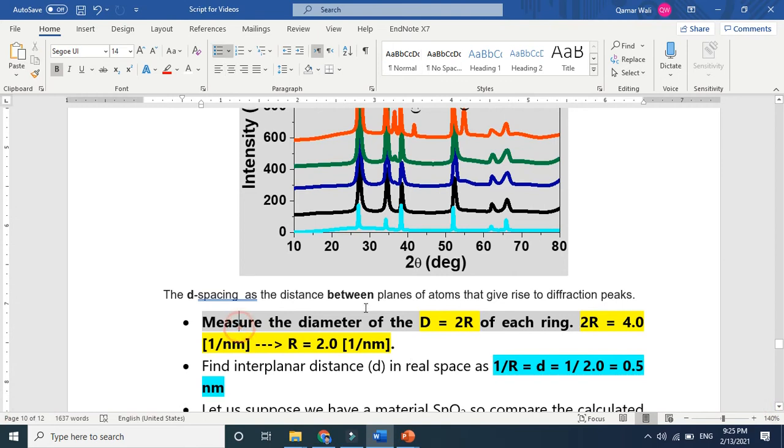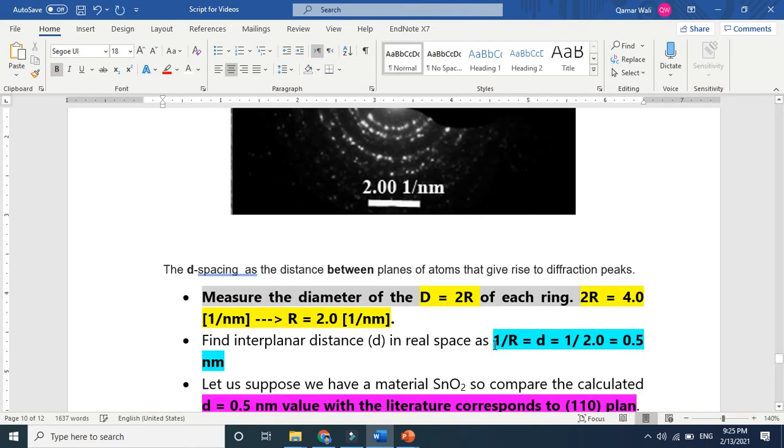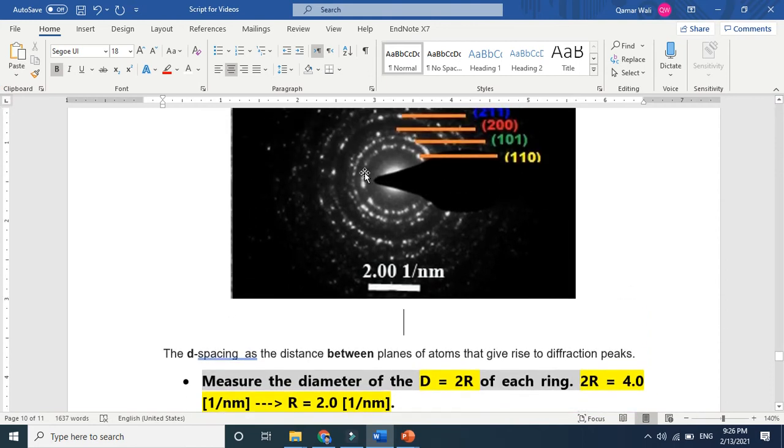Now let's see how we find it. First of all, we need to measure the diameter of the ring. Basically, let me delete this one now. You can see here how to find the diameter. This is the diameter of the ring here. Use ImageJ tool or any tool. I just drew the scale here, and if you look here, this diameter is almost 4 nanometer. So when we measure the diameter, this diameter is basically 2 times the radius and it is equal to 4. Now the unit is 1 over nm, because we are talking about the reciprocal lattice, right? So the diameter is 4, so the radius becomes 2, right?